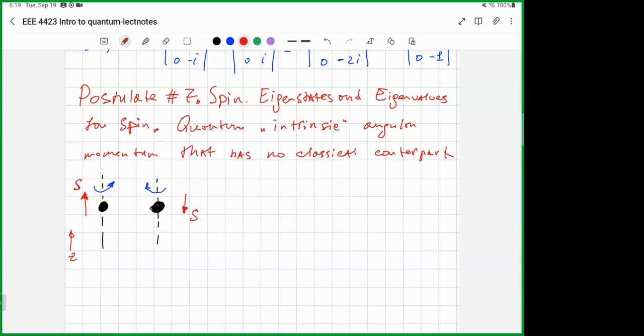So we've got a question in the chat. Is the electron actually spinning? No. So that's what I was trying to say.